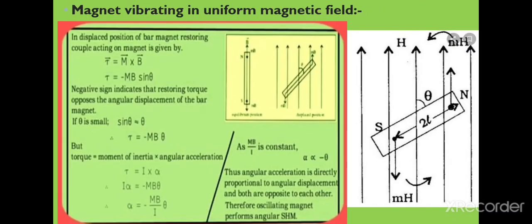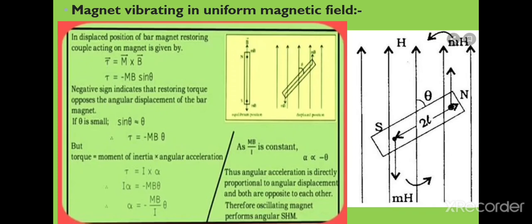Next, magnet vibrating in a uniform magnetic field. If a bar magnet is freely suspended in a plane of a uniform magnetic field, it remains in equilibrium with its axis parallel to the direction of the field. Here the diagram is given. If it is given a small angular displacement theta through its center, perpendicular to itself, and released, it performs angular oscillations as given in this figure.